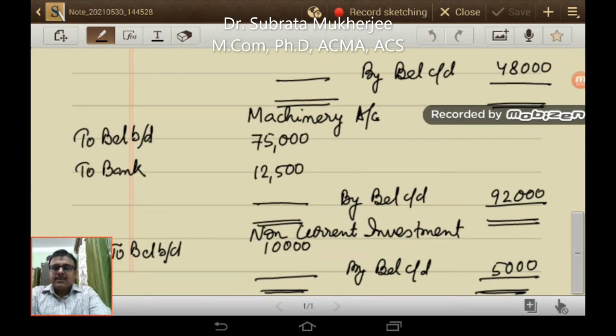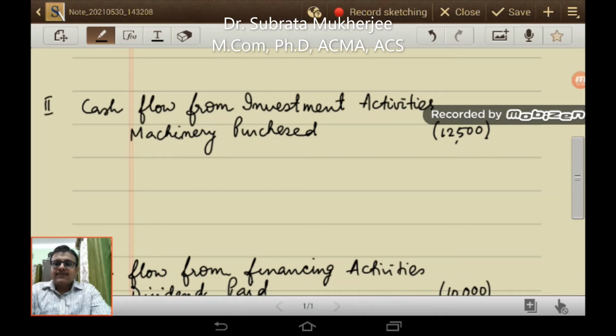The next item is regarding purchase of machinery for rupees 12,500. So in machinery account, I have placed machinery account debit to bank 12,500, and this amount will be placed in the cash flow statement under cash flow from investing activities. So under cash flow from investing activities, machinery purchased minus 12,500. Since this is an outflow, we have to keep it within brackets.